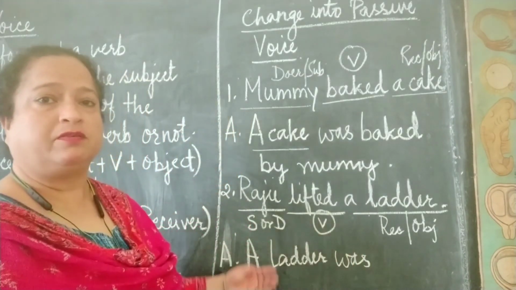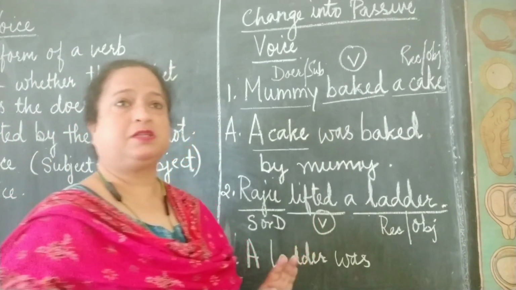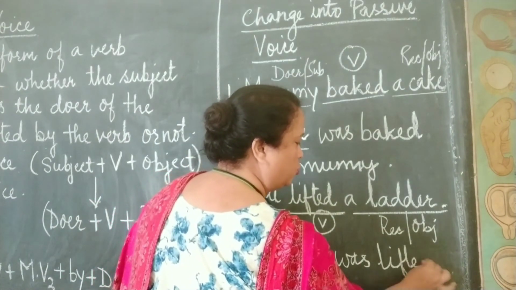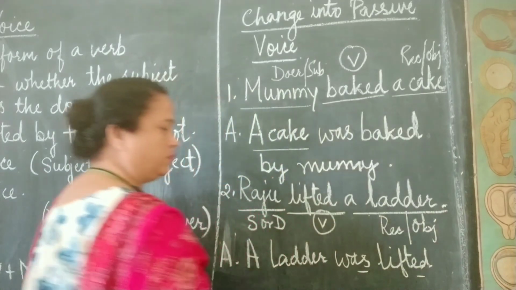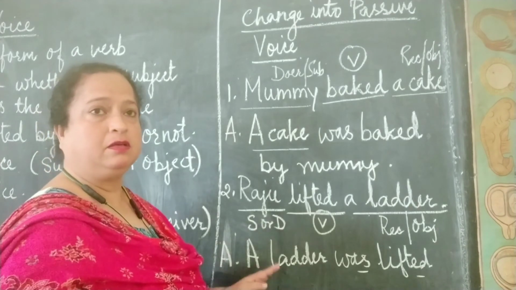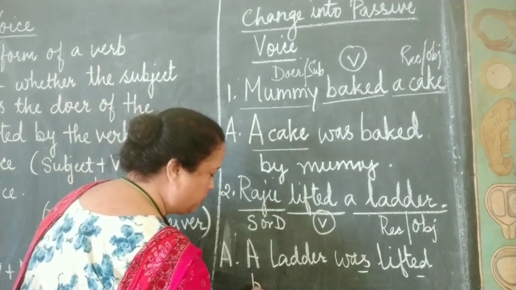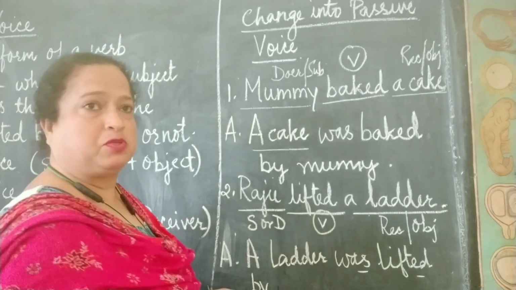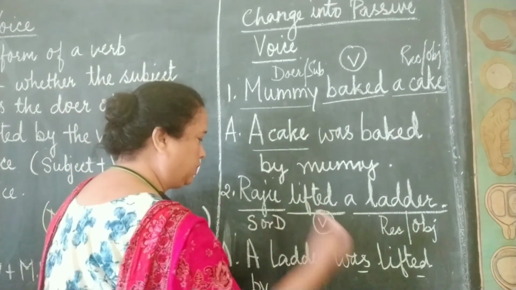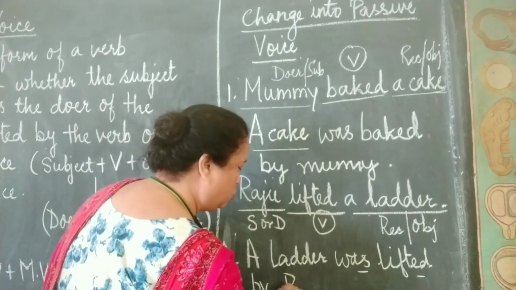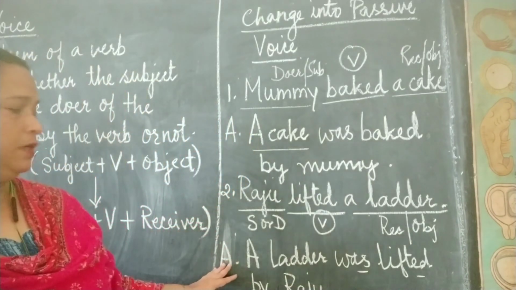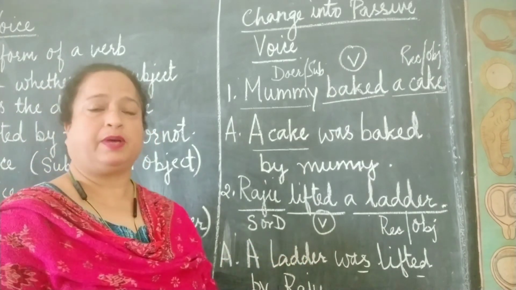Now we need to write the verb in the V3 form, that is lift, lifted, lifted. So, was lifted. So, we have the verb in two forms, the helping verb and the main verb in the V3 form. Now, after writing the verb, we need to write the preposition by. And after writing the preposition by, we will be writing the new object or the doer of the action. So who is the doer of my action? Raju. So what's the answer over here? A ladder was lifted by Raju.